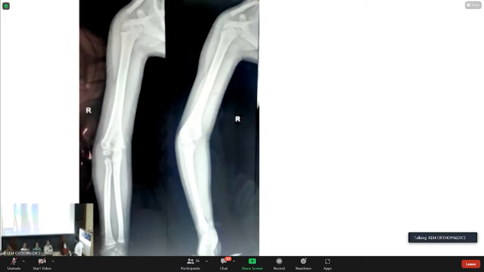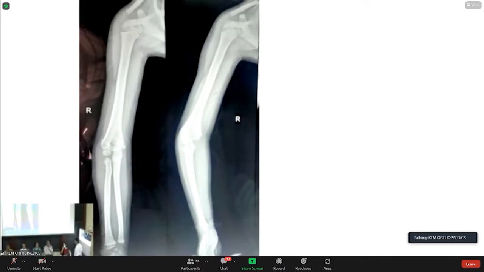It's like saying I have a genu valgum and I have a full length X-ray and I'm measuring the anatomical femoral tibial angle. It makes no sense, no? Because the purpose of a full length X-ray is to draw a full length axis. That's the advantage of having a full length X-ray. If you have a small X-ray, then you use anatomical axis. But the whole purpose of a full length X-ray is to draw the full axis of the lower limb, of the upper limb and lower limb.